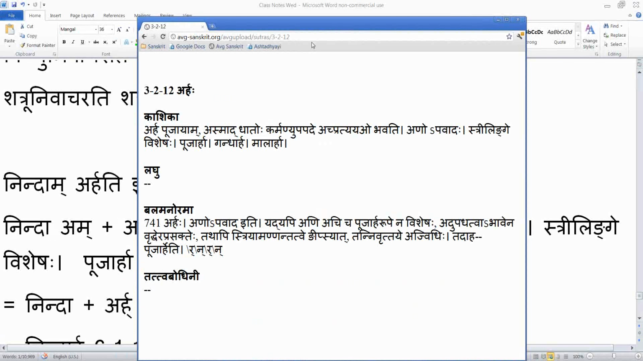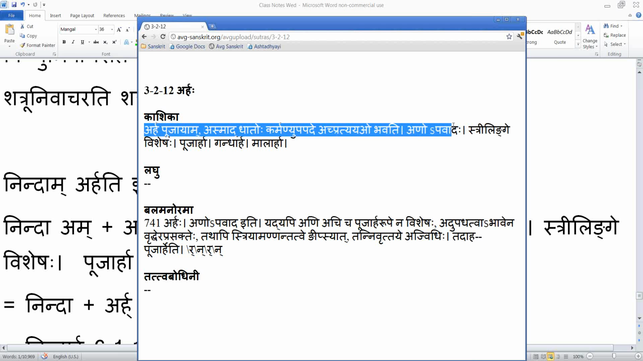Correct? Because in the word arha, in the dhatu arha, the upadha is the repha. So we are not going to have any atopadha, anything. There is no atopadha vriddhi coming. Then why do we need the sutram Arhaha? Look at what Kashika says. Arhaha pujayam. Asmad arha pujayam dhatoh karmanyupapade ach pratyayo bhavati. Anopavadaha. But then look at what he says.